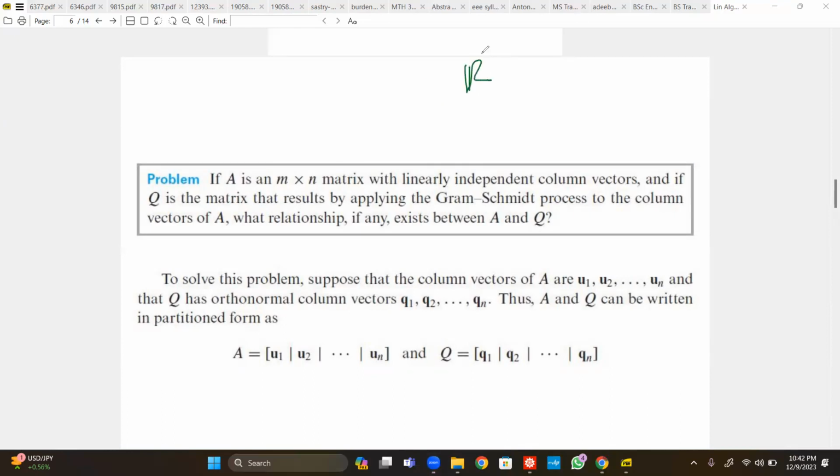Just imagine R2. R2 can be thought of as a space spanned by the I and J vectors, the well-known I and J vectors. But it can also be thought of as a vector space spanned by I and I plus J. Both of these sets have dimension 2, both have linearly independent vectors, and any vector in R2 can be expressed as a linear combination of these two as well as these two.